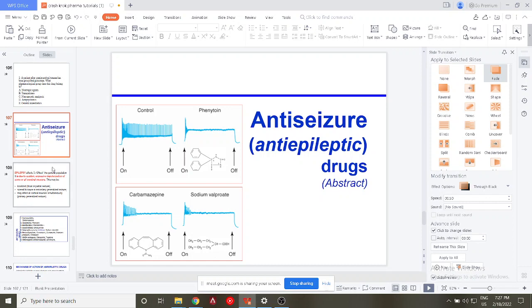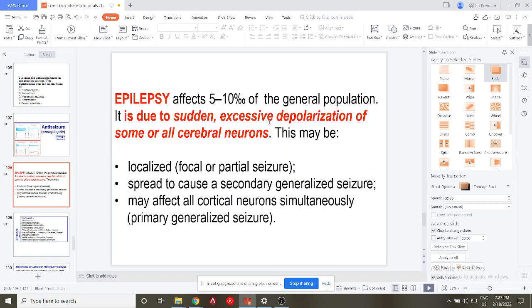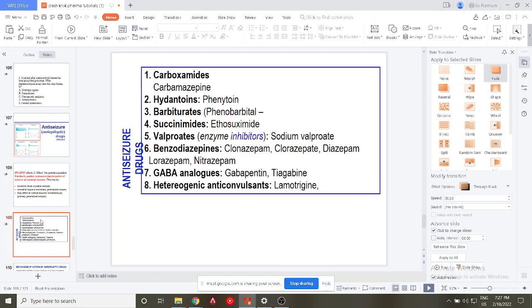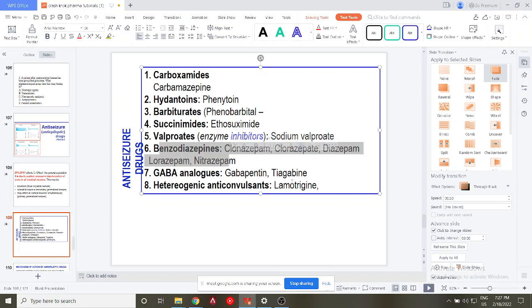Okay. So yeah, epilepsy is sudden excessive depolarization of cerebral neurons. It can be localized. Okay, we all know what epilepsy looks like. So these are the drugs used for epilepsy. Number one is carbamazepine. The next is phenytoin. The next is phenobarbital, ethosuximide, sodium valproate, and also benzodiazepines can be used, and also lamotrigine.